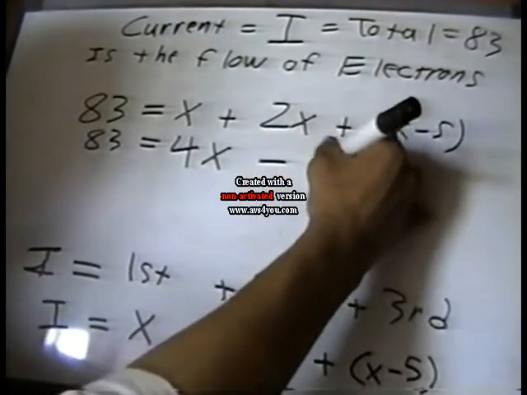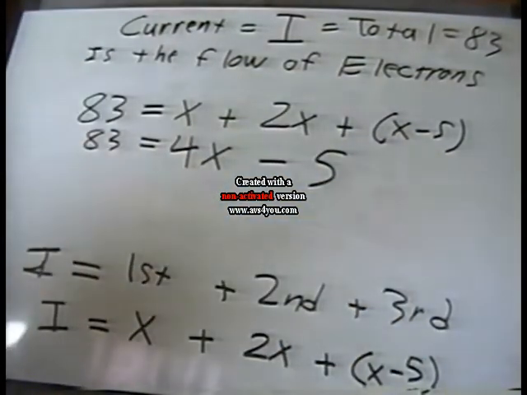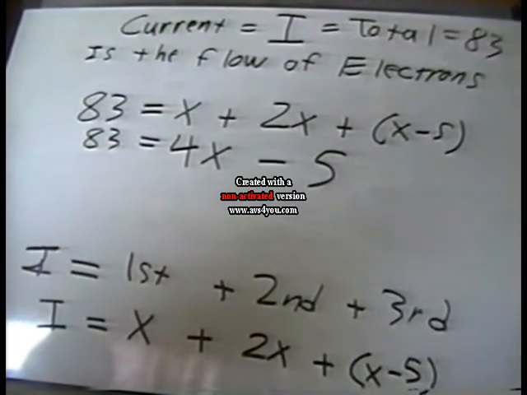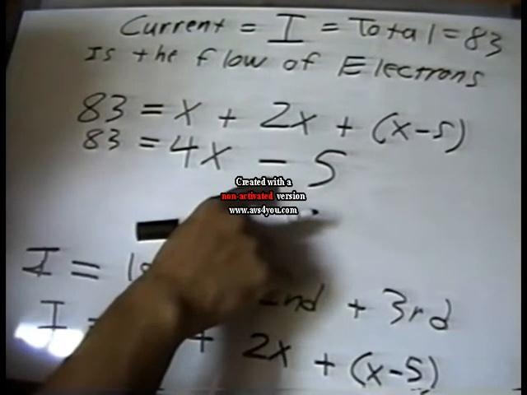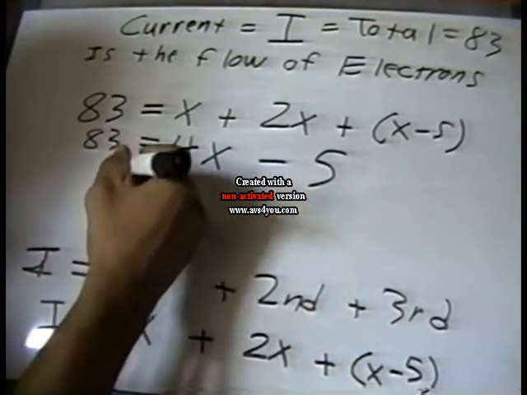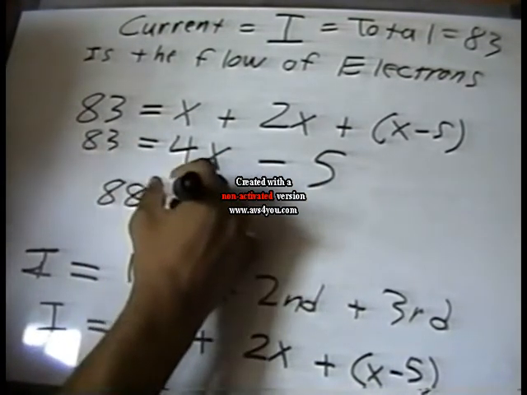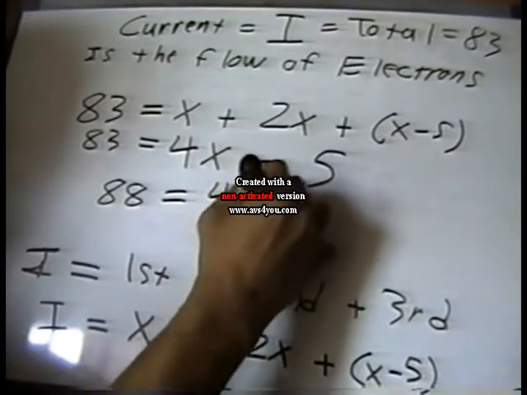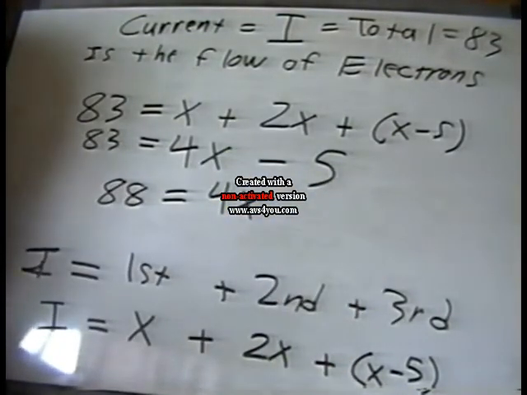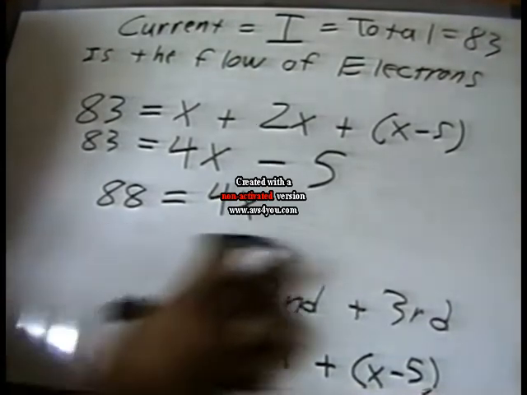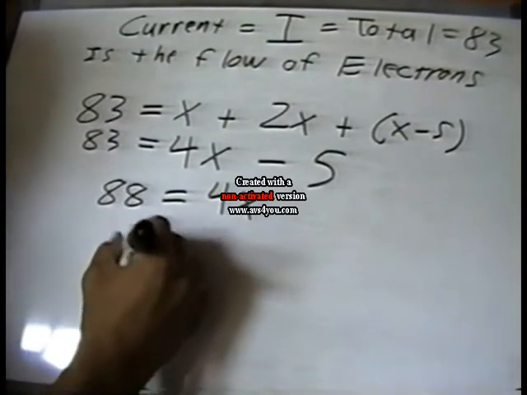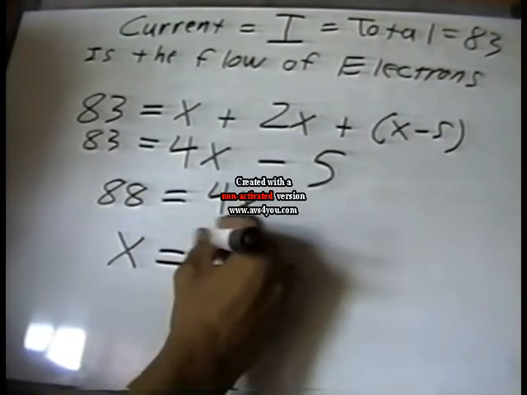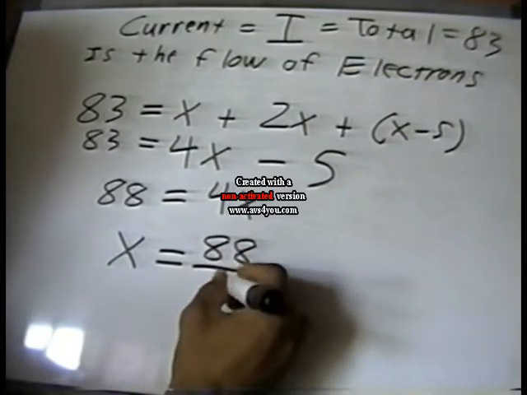It becomes 83 equals, we put all the x's together. We can remove these grouping symbols because that's not an instance of a multiplication here. So we combine all our x's to make 4x minus 5. Now we add 5 to both sides. We gotta add 5 to both sides. We get 88 equals 4x.